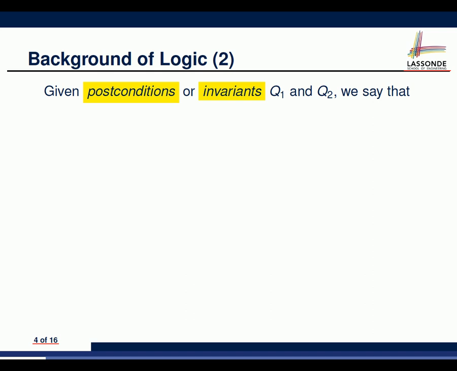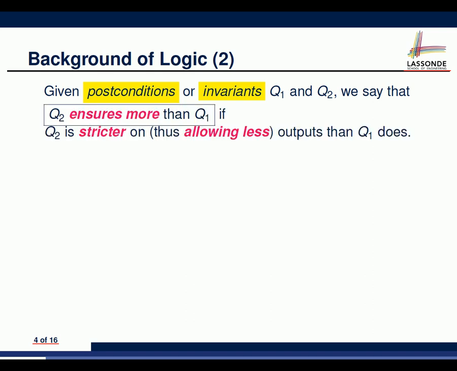Let's say we've got Q1 and Q2, okay? So now if I say Q2 ensures more than Q1, okay? This one can be a common misconception. What does it really mean? When I say a postcondition ensures more than the other, it simply means it's harder to satisfy this particular Q2. Because it's harder to satisfy it, the corresponding set of values that satisfy Q2 should be smaller, okay?